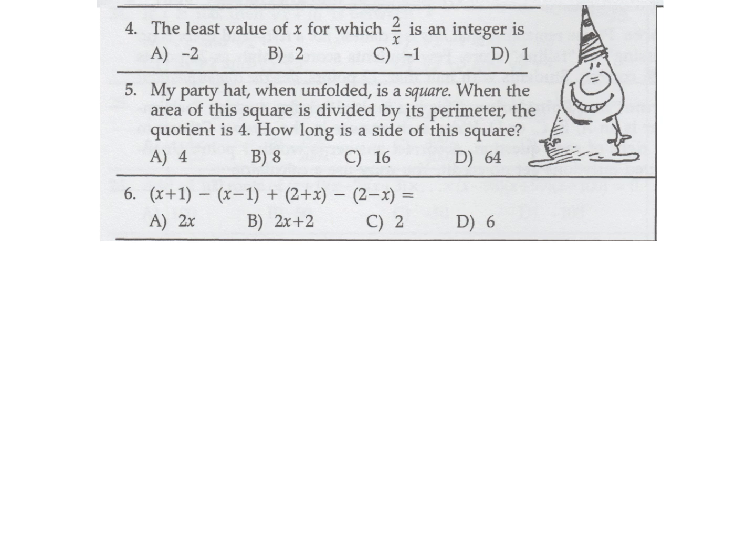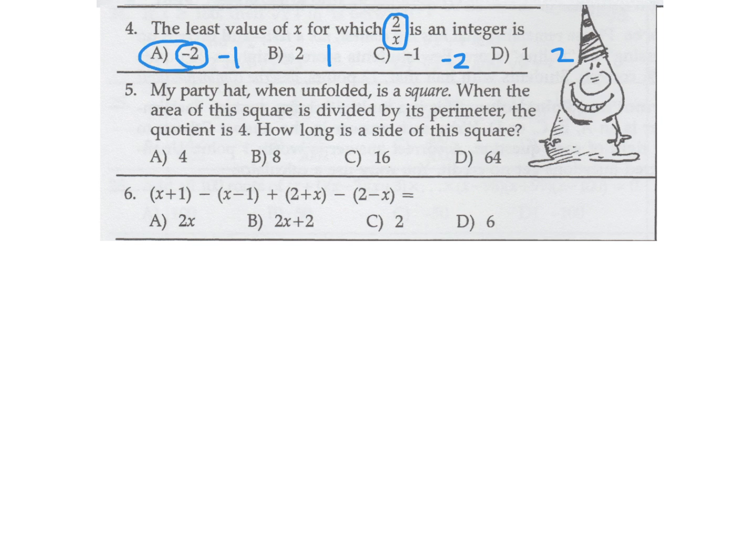Least value of x for which 2 over x is an integer. Okay, so let's do all of them. I'm going to plug all of them into that. So that would make it -1. If you plug 2, it becomes 1. If you plug -1, it becomes -2. And if you plug in 1, it becomes 2. So let's read this again. The least value of x for which 2 over x is an integer. Well, they're all integers. So the least value was A, because A is -2, and that's the smallest one of all the answer choices.